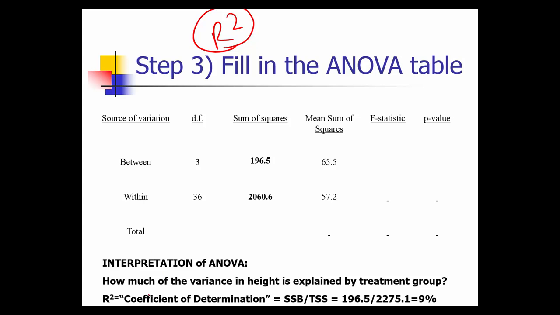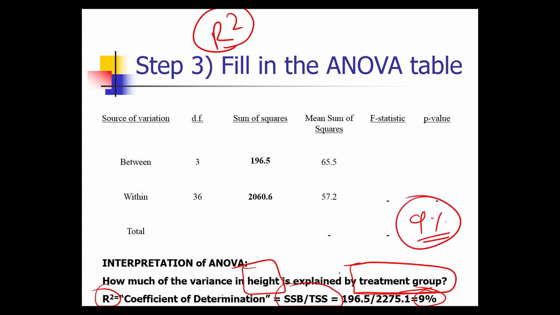So the question here is how much of the variance in height is explained by the treatment group. I told you we are discussing the height of someone. If you take the treatment group as a kind of segmentation, how much does that contribute towards the variation in height? You can calculate that with R square, which is just SSB divided by TSS, and you will get 9%. So 9% of the variation in height is explained by the different segmentation.